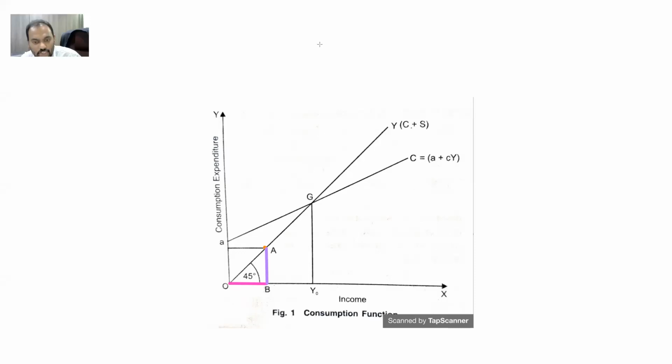I'm taking another point, point G. Can you all see point G? Yes, sir. At point G, the horizontal distance OY0 is equivalent to the vertical distance GY0. So at any point on a 45-degree line, the horizontal and the vertical change will be similar.